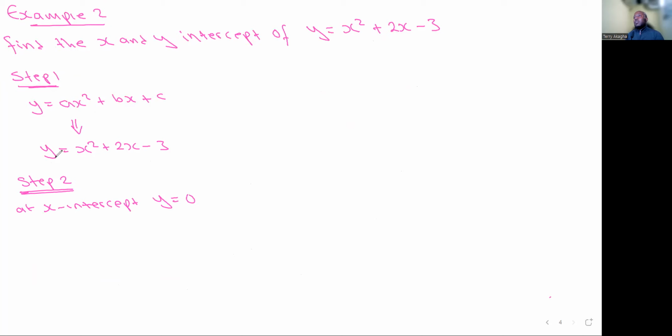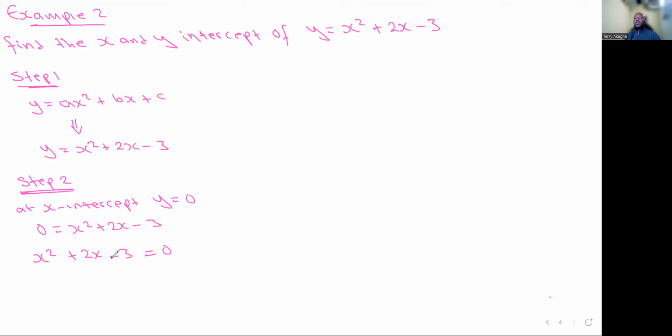So if you put that, it's going to be 0 is equal to x squared plus 2x minus 3, which is the same thing as saying x squared plus 2x minus 3 is equal to 0. So you can see what I said. When you're looking at x-intercept, it's exactly the same thing as finding the solution of a quadratic equation and also of finding the roots.